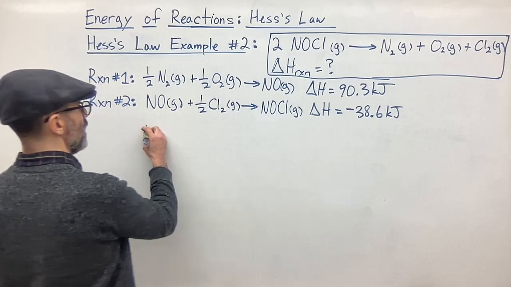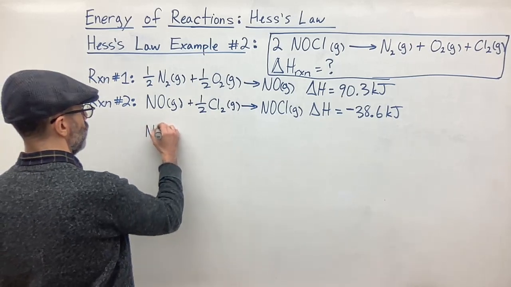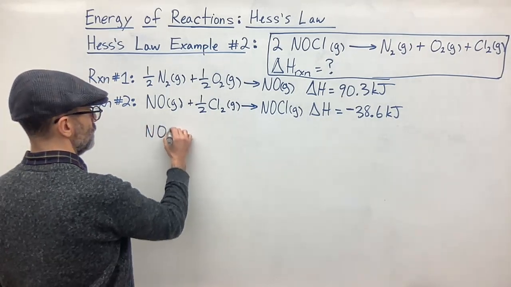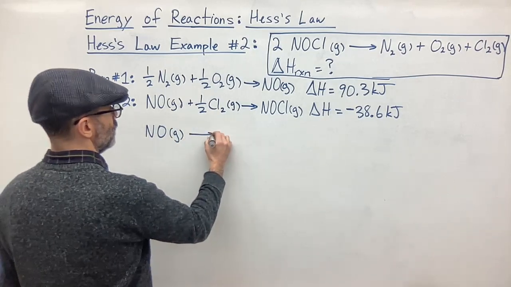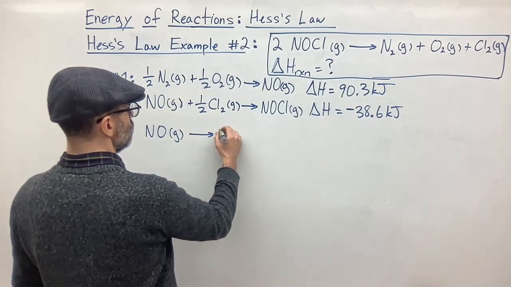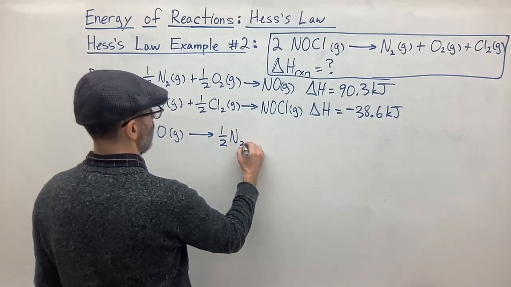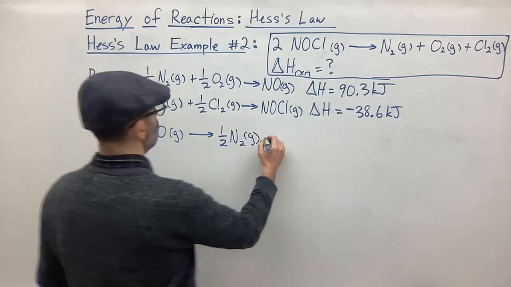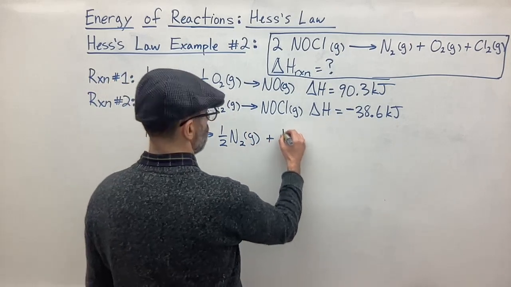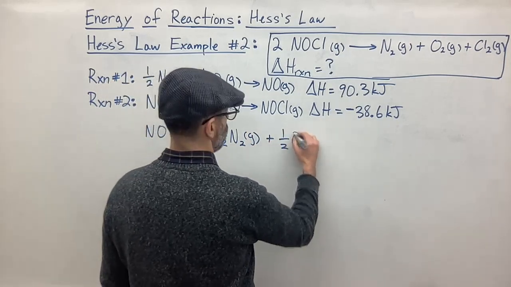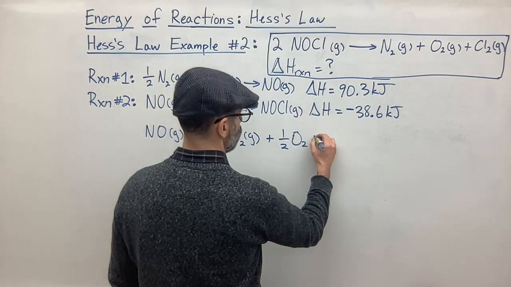So let's go ahead and do this. We're going to reverse the reaction. So NO gas on this side is going to go to 1/2 N2 gas plus 1/2 O2 gas.